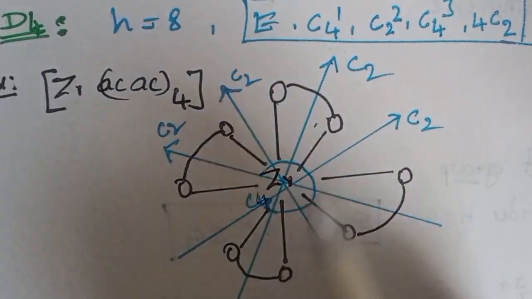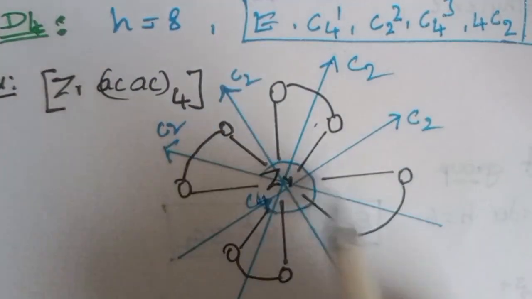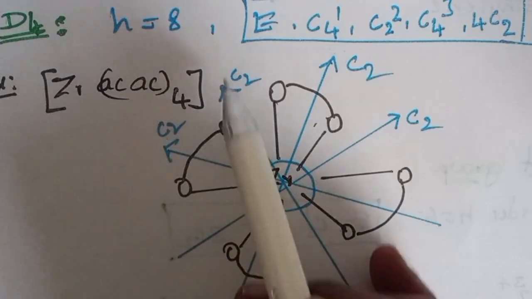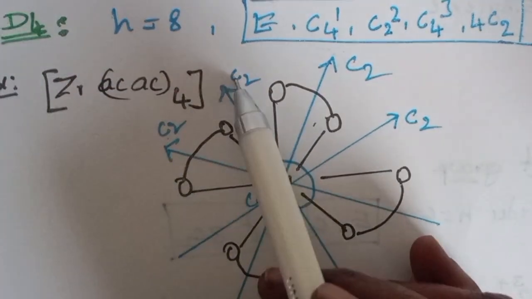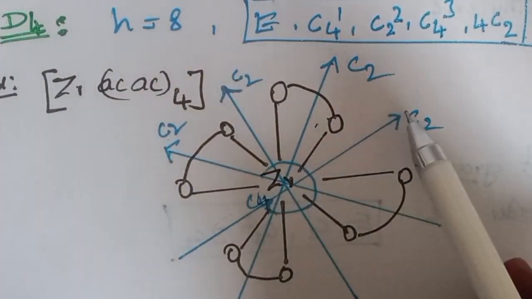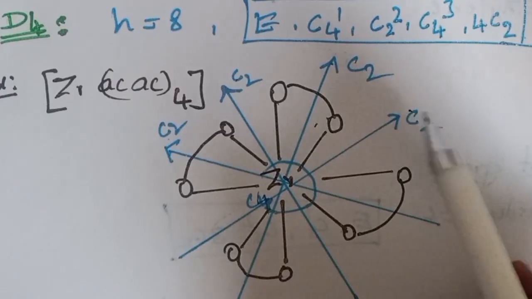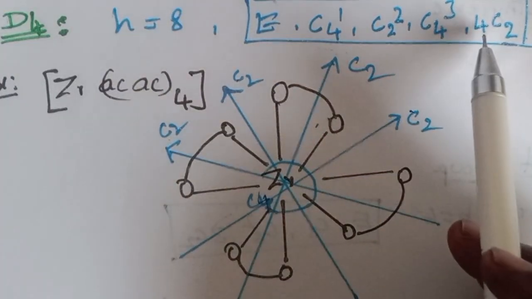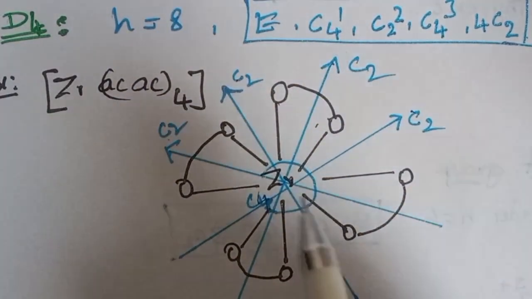along the 2 rings, 1 C2 is possible. Along these 2 rings, 1 C2 is possible. Middle of the 2 rings, 1 C2 is possible. Again, middle of these 2 rings, 1 C2 is possible. That means C4 followed by 4 C2s which are perpendicular to this C4.